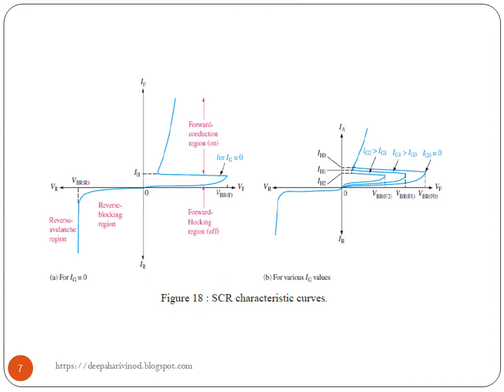So this is the SCR characteristic, and here you can see the forward conduction region, forward blocking region, reverse blocking region, reverse avalanche region, all the characteristics. Each and every region I have explained in detail in one more lecture on SCR. You can refer to that, and I will be giving that link in the description.